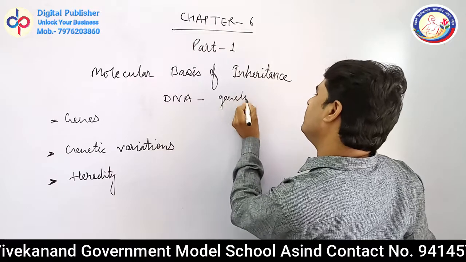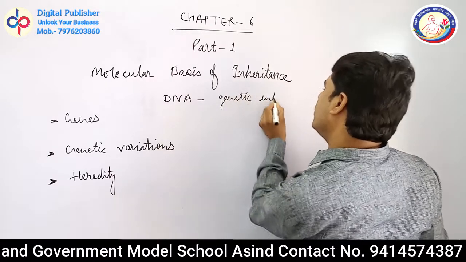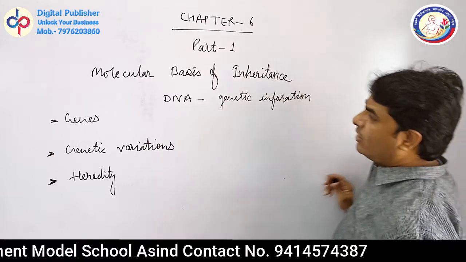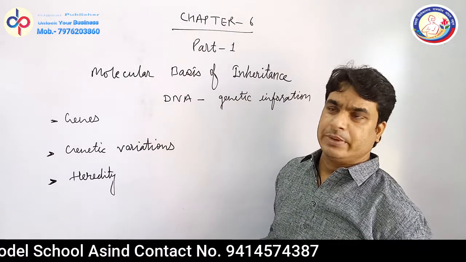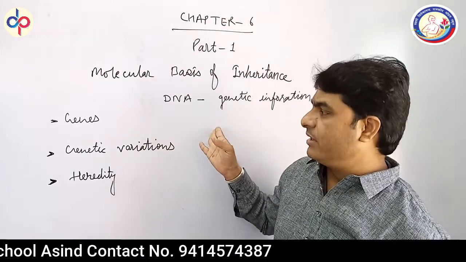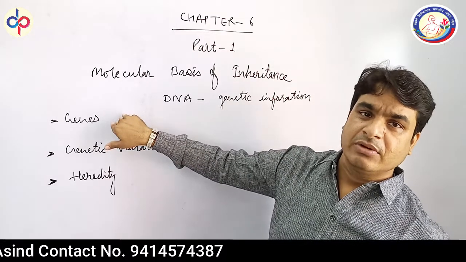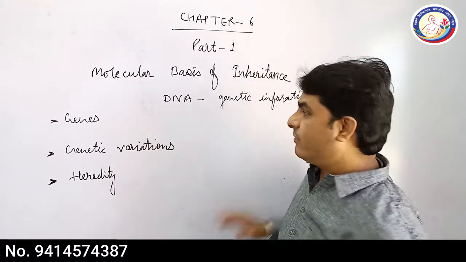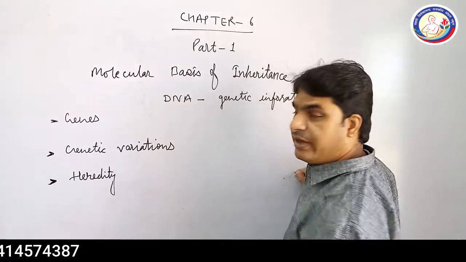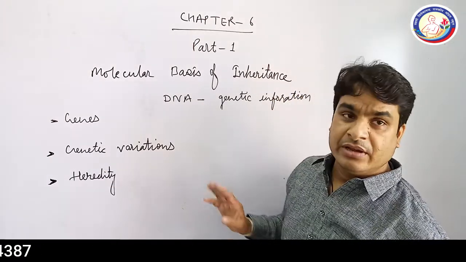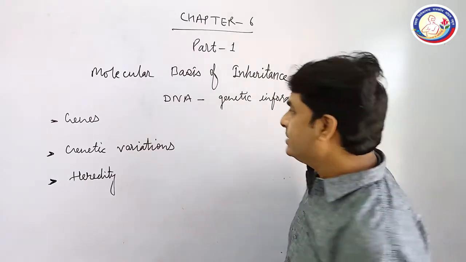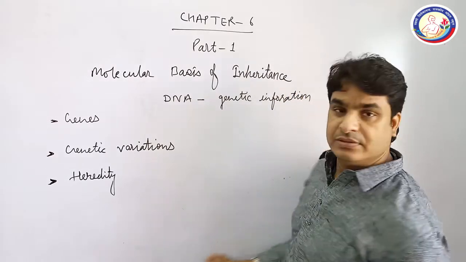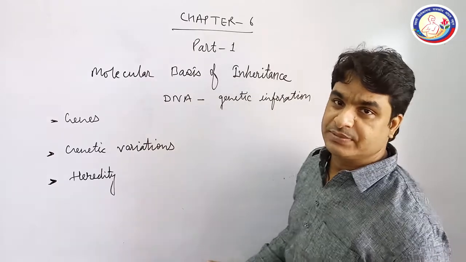So you can say genetic information is stored in the DNA, which is responsible for all types of aspects. In this chapter, we will discuss the genes. What are the genes? What kind of genes are there? What are the sequences? Genetic variations we will discuss here, and heredity of the genes and heredity of the genetic material. So, dear students, let's start with the PPTs.